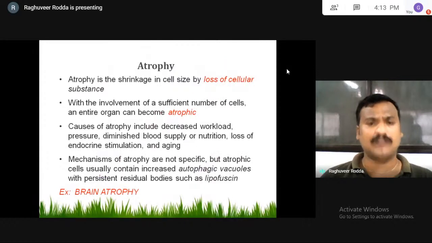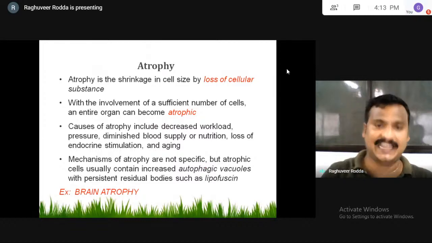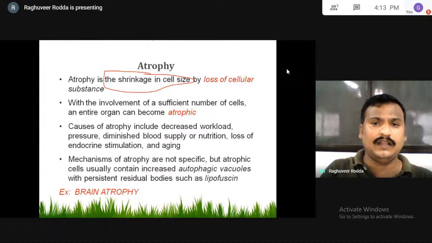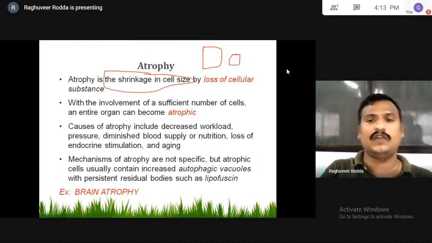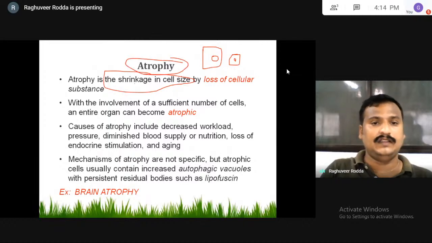So come to the next. What is atrophy? Atrophy is nothing but shrinking in cell size. When the cell is observed to be smaller than its normal size, and the cell is at an adaptive stage, it is called atrophy. The cell shrinks by losing cellular substances, and that is called atrophy of the cell.